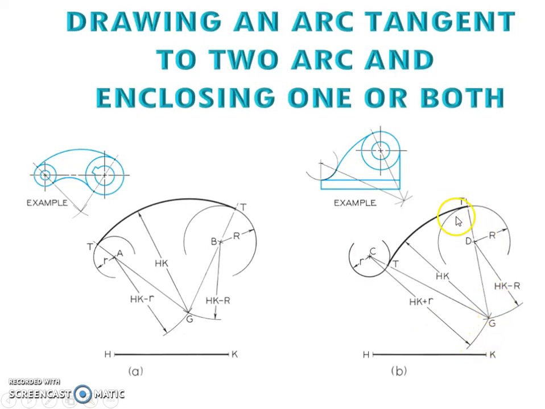And here, it is inside. The center for this circle is inside, so the arc is outside. What you have to do is subtract the value of R, put the compass here, and construct the arc. Then you will get point G as the center for this arc that connects these two arcs. So the tangent point will be here.